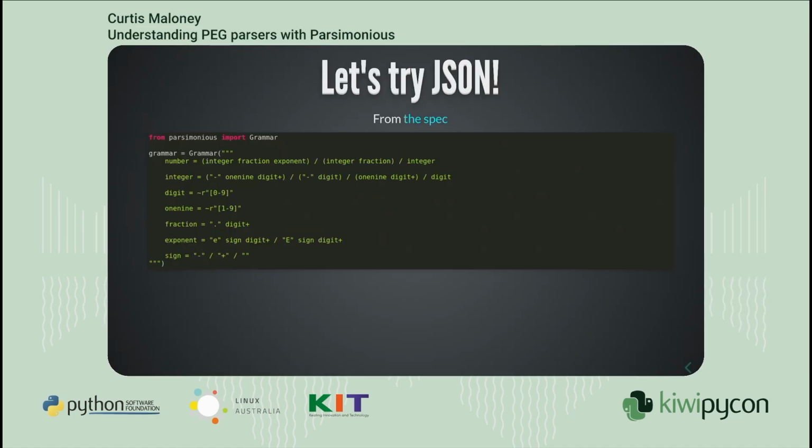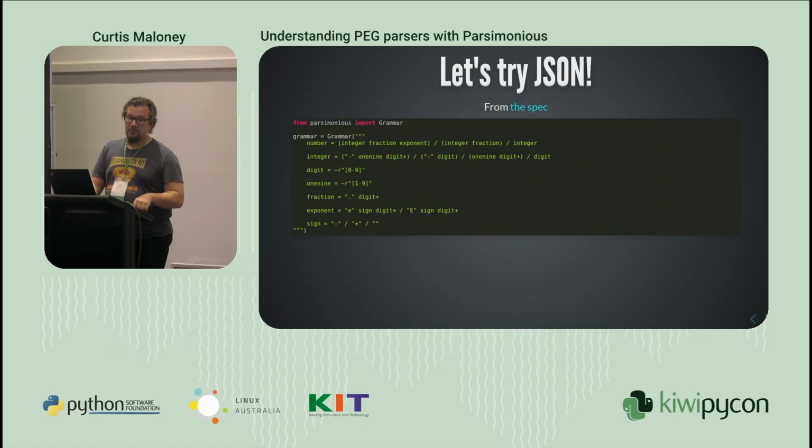So on our first line, I can get my mouse there. I can highlight it. Okay, so our first line says that a number is made up of either an integer, a fraction, and an exponent, or an integer and a fraction, or simply an integer. And an integer is a minus and 1 to 9 and then multiple digits, or a minus and a digit, or 1 to 9 and multiple digits, or a single digit. So something I learned whilst preparing for this, JSON does not allow numbers that start with a 0.